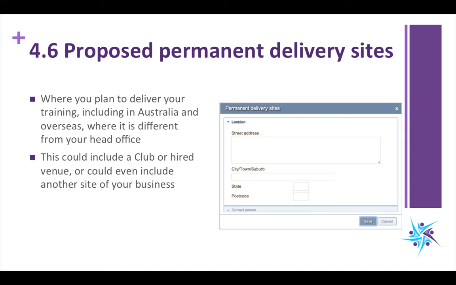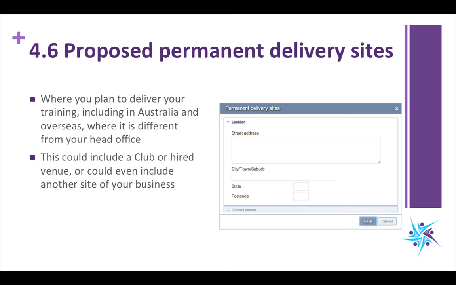4.6 is your proposed permanent delivery sites. So it's where you plan to deliver your training in Australia or overseas, where it's different from your head office. So you might have a club in place that you're going to hire, or a venue that you're going to hire. So it might be training rooms at another premises that you're going to hire, or it might be another site of your organisation. So you might have a business that's operating in New South Wales, Sydney, but you might also have an office based in Victoria, in Melbourne, where you want to deliver training there. So that's where we'd add the details of another permanent delivery site.